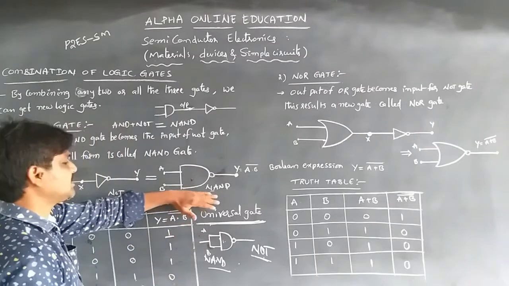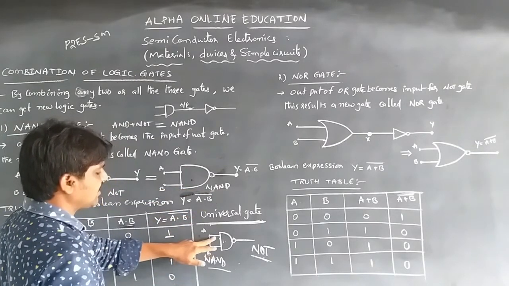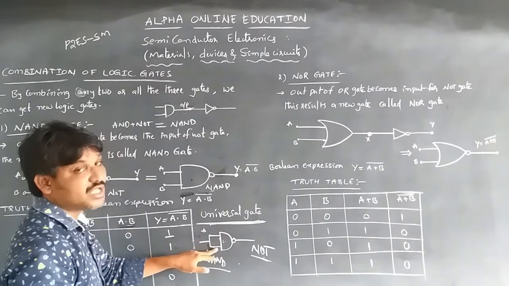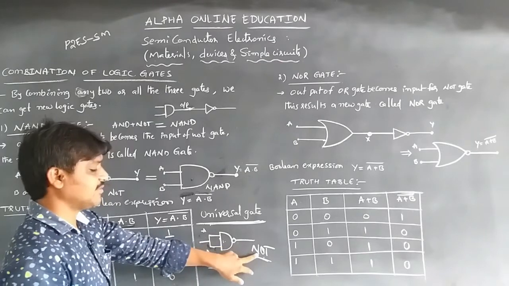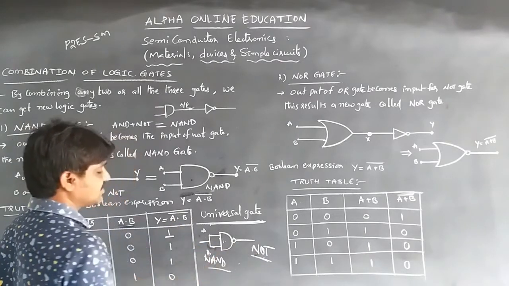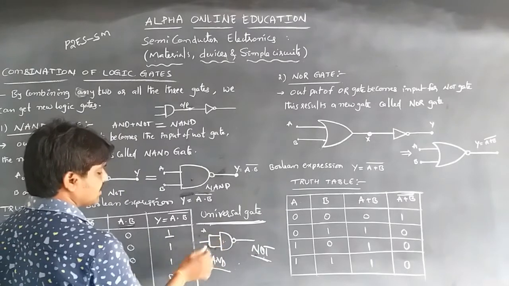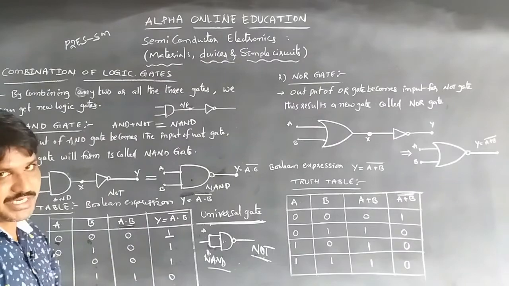And one more thing, this is the symbol of a NAND gate. Whenever the two inputs of the NAND gate are connected together, the NOT gate will be formed. It will behave like a NOT gate. So a NOT gate can be constructed by connecting the two inputs of the NAND gate together. This is about a NAND gate.